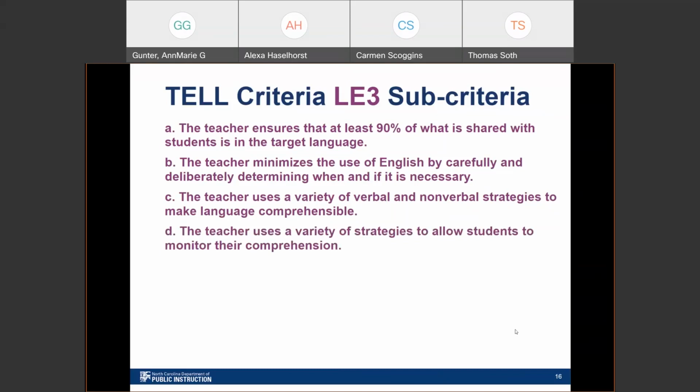D is the teacher uses a variety of strategies to allow students to monitor their comprehension. So it's not just about what the teacher does, but in fact, what the students do and are allowed to do and are encouraged to do to monitor their own comprehension, but to also build their skills in the language that they're learning.